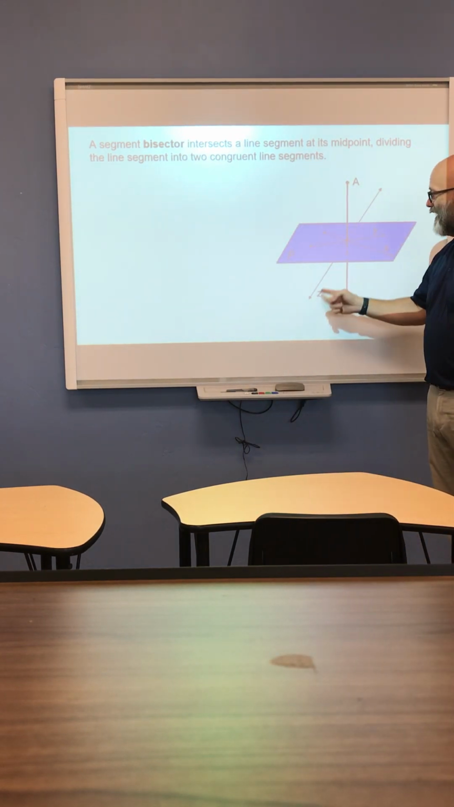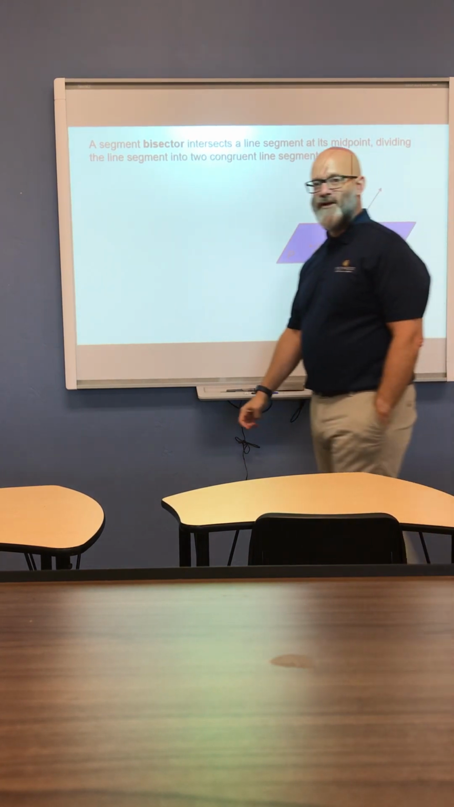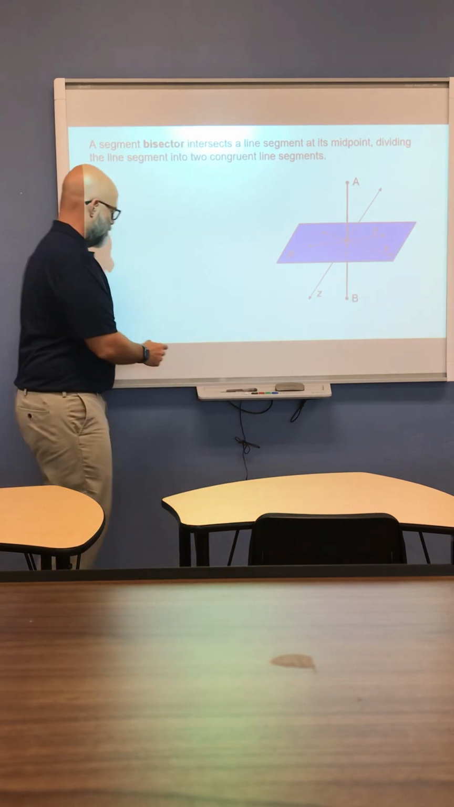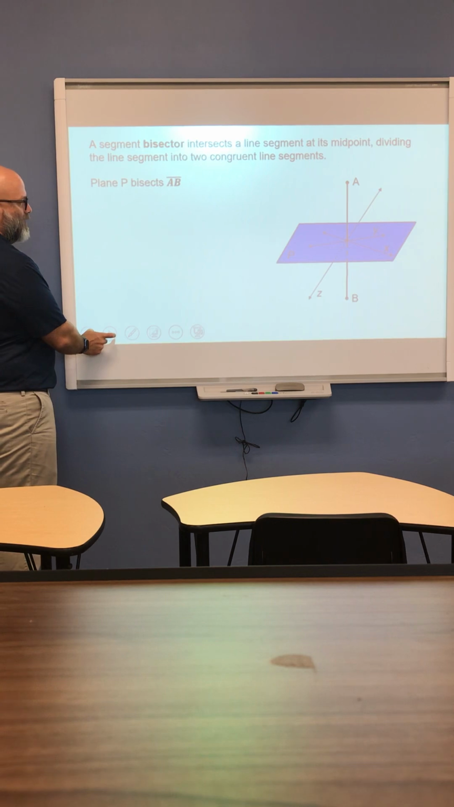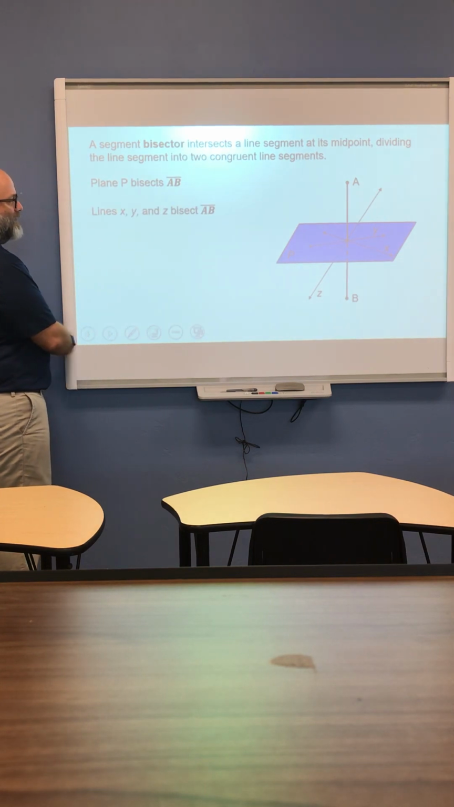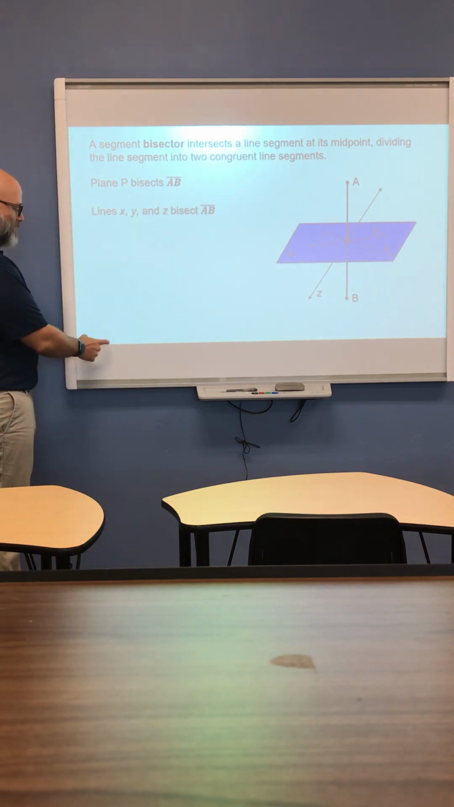Interestingly enough, this line will also go through the midpoint and bisect AB into 2 equal halves. Why? Because as long as you're going through that one point, you can cause a bisection to occur. All right, so we say that plane P bisects segment AB. Also lines X, Y, and Z bisect AB.